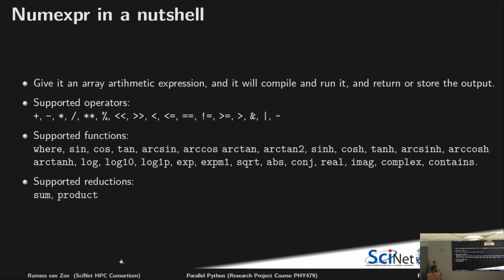It also knows about a few functions. These are typically the functions that you also find in NumPy, so sine, cosine, tan, arcsine. So what happens if you give an array to this sine function in NumExpr is it takes the sine of every element and returns the array with the sines of each element.